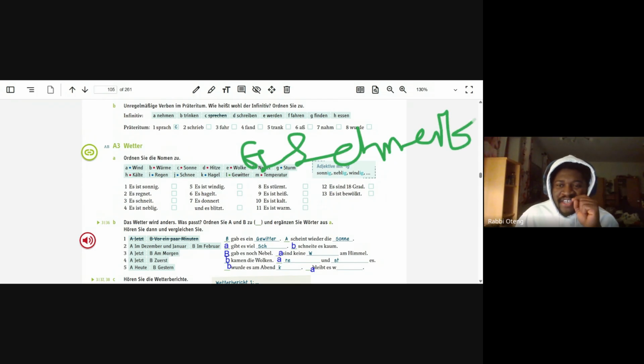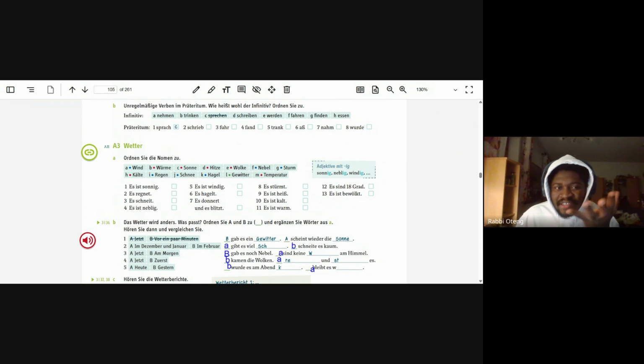Okay? Es schneit. It is snowing. You can't say "it is snowy" in this case. In English, you can say it is snowy, but you can't add -ing to this form. In German, it's difficult, so basically you just have to learn them by heart.